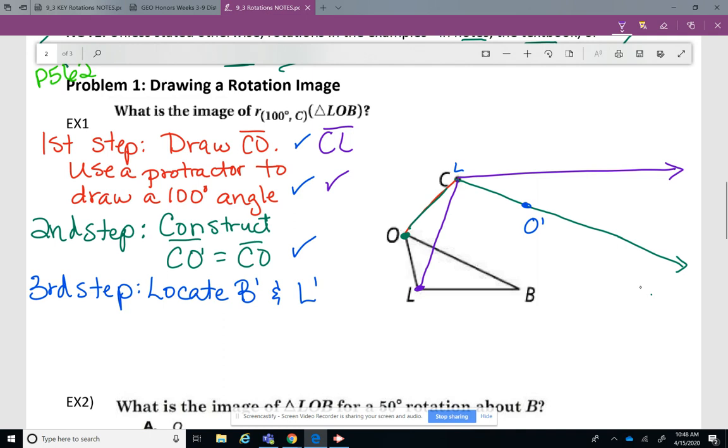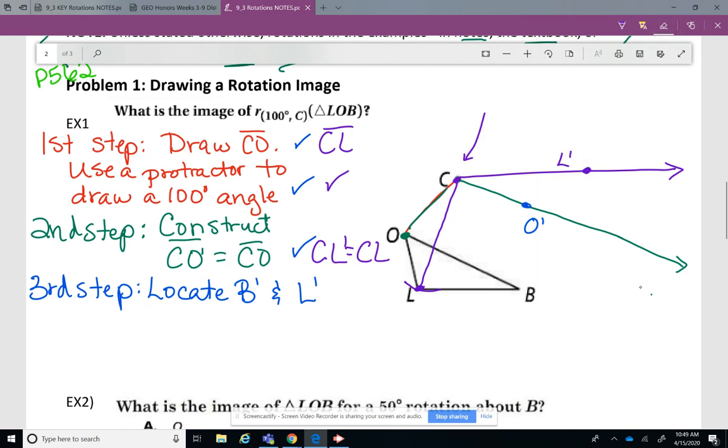Now I'm going to have to construct CL prime, and it has to be equal to CL. So from C to L, you put your compass on. Let me erase that little arrow because it looks like an L. I don't want you to get confused. This is the L I'm talking about down here. You put your compass on C, you spread it out, and you measure how long that is. And then you just swing your compass over to the other purple line, and you measure about how long that is, about right there. And you label it L prime.